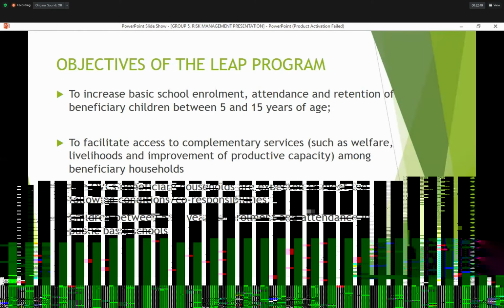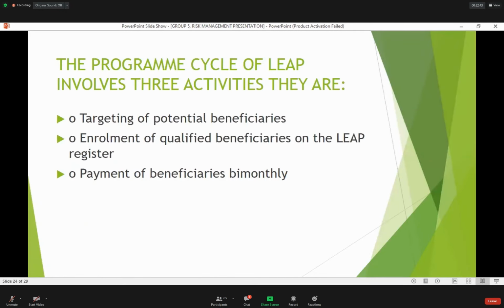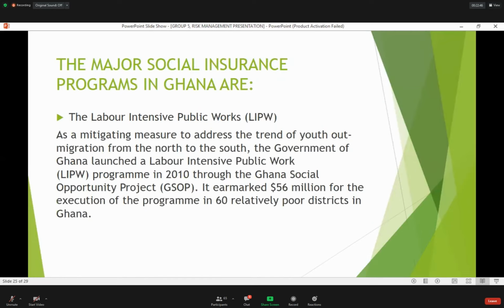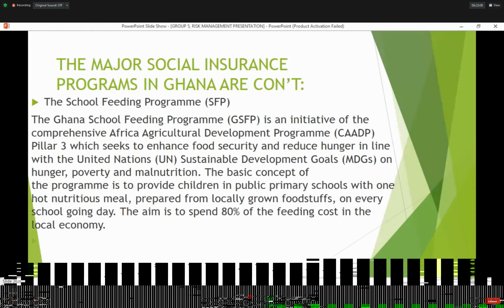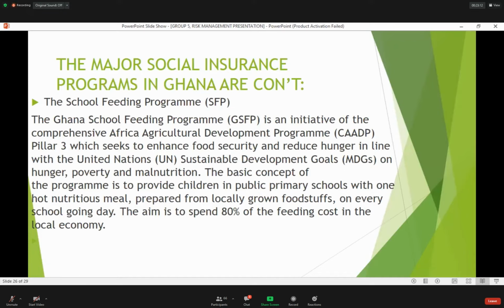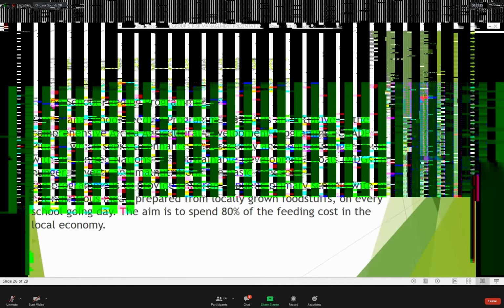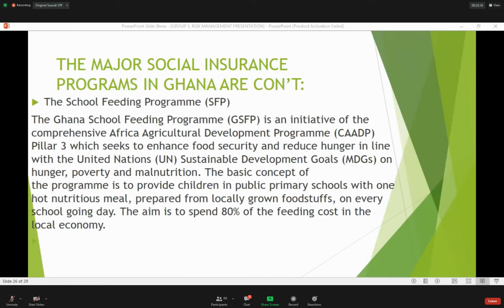Moving on, we have the Labor Intensive Public Works, the LIPW. Its main purpose was to control the influx of the youth from north to south, or rural-urban drift. It was created in 2010 through the GSOP. It issued $56 million for its execution in 60 relatively poor districts in Ghana. Its main objective was to increase local employment and income-earning opportunities during agricultural off-seasons, in the northern areas most especially. They also sought to protect local households against unforeseen or external shocks and to rehabilitate and bolster productive and social infrastructure.